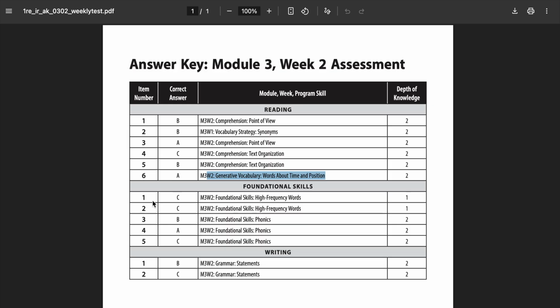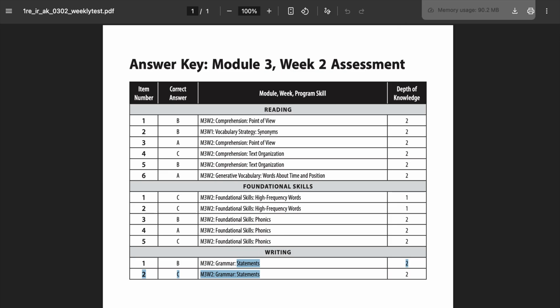If scholars miss question 7 and 8, they need assistance with high frequency words. And if they miss 9, 10, and 11, they need to be in the phonics group. If scholars miss 12 and 13, they need to focus specifically on writing.